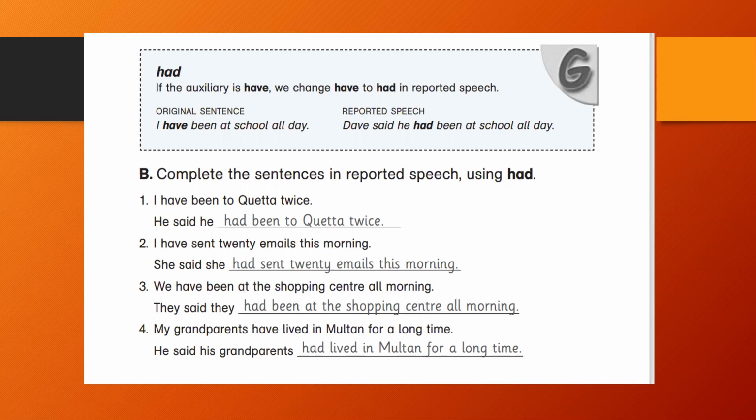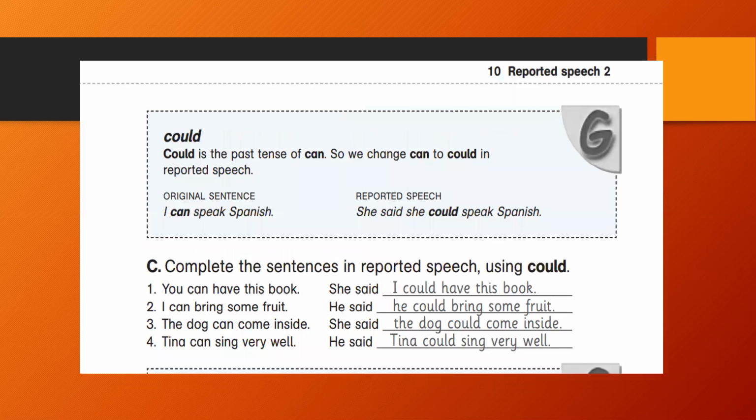I have sent 20 emails this morning. She said she had sent 20 emails this morning. We have been at the shopping center all morning. They said they had been at the shopping center all morning. My parents have lived in Multan for a long time. He said his parents had lived in Multan for a long time. Now, come to the next page.